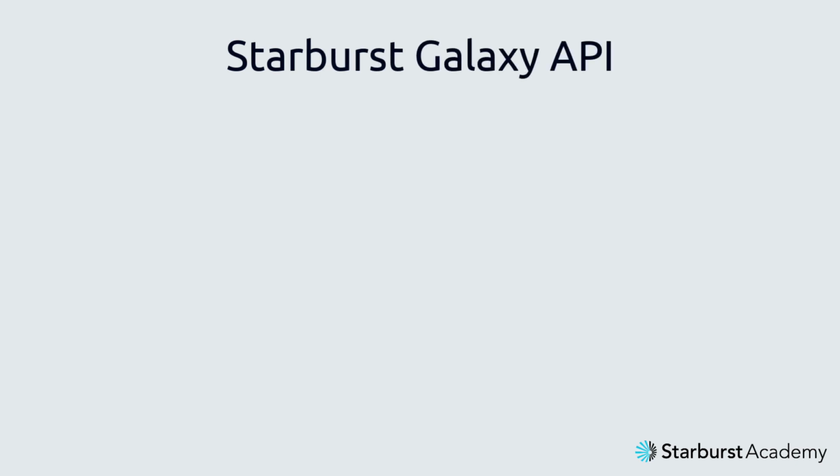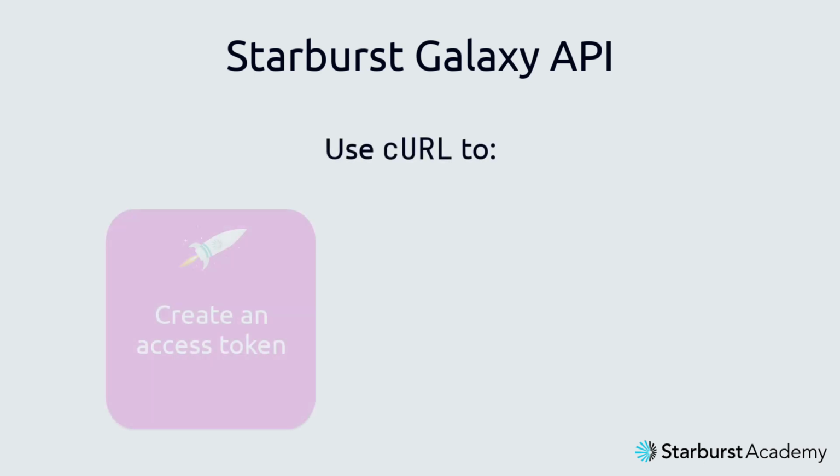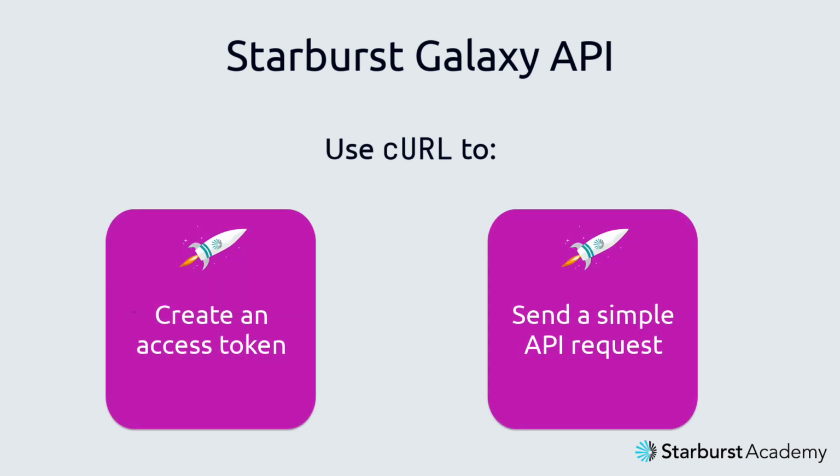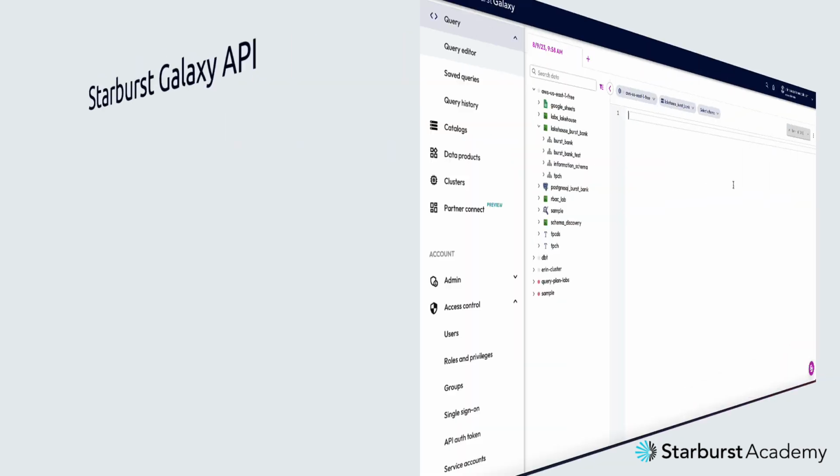The Starburst Galaxy API enables you to automate tasks that are typically carried out through the user interface. There are various tools that you can use to make API requests, but in this video, I'm going to focus on using the cURL command line tool. In particular, I will show you how to use cURL to create an access token, or bearer token, and then make a simple request to return a list of the clusters in my Galaxy account.